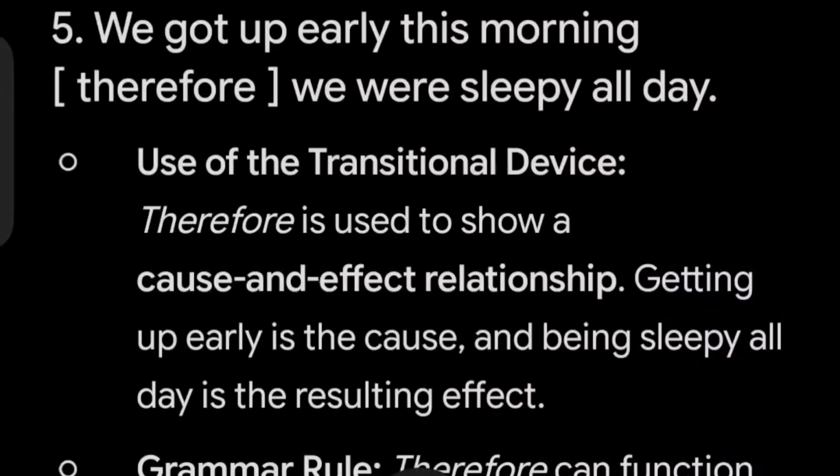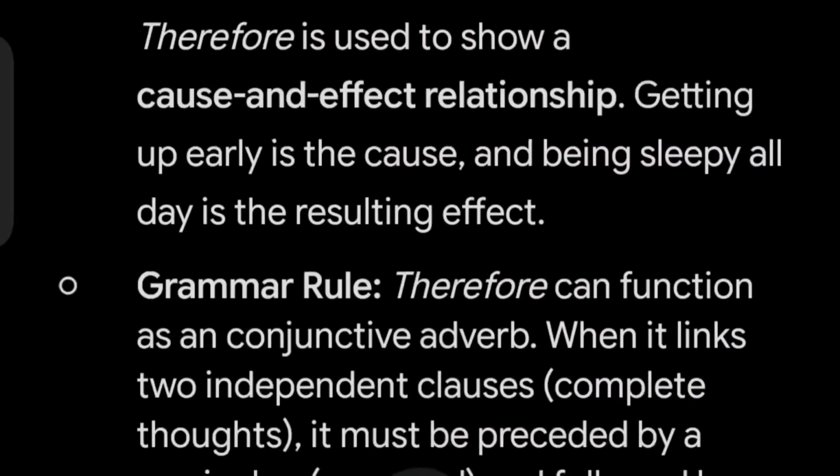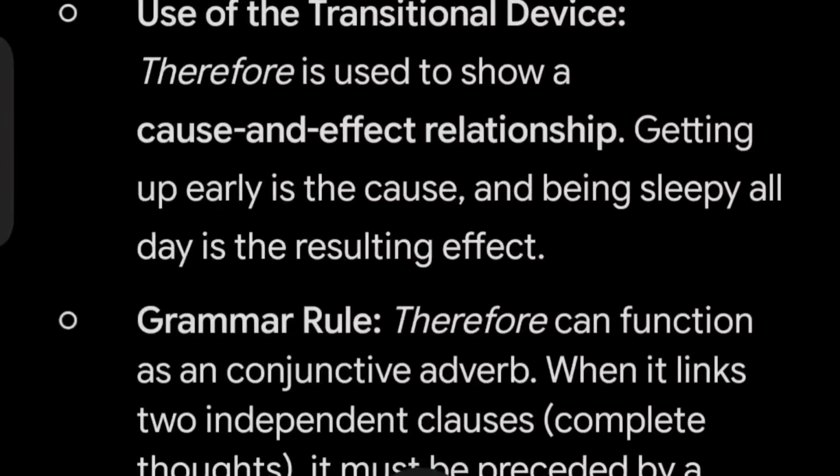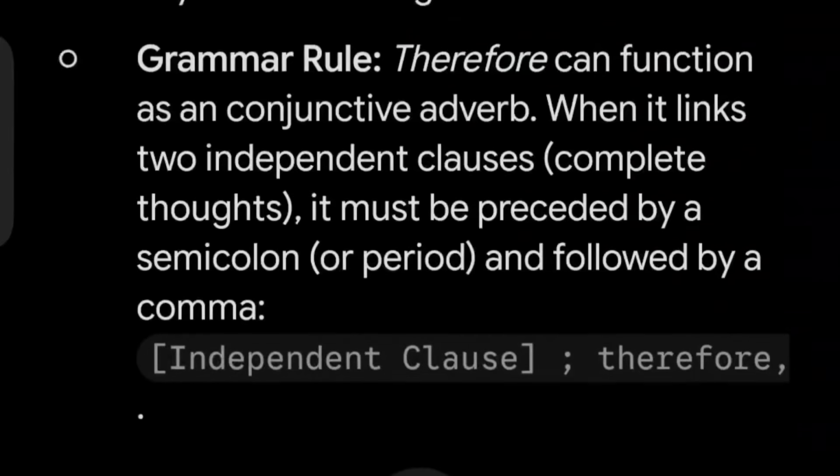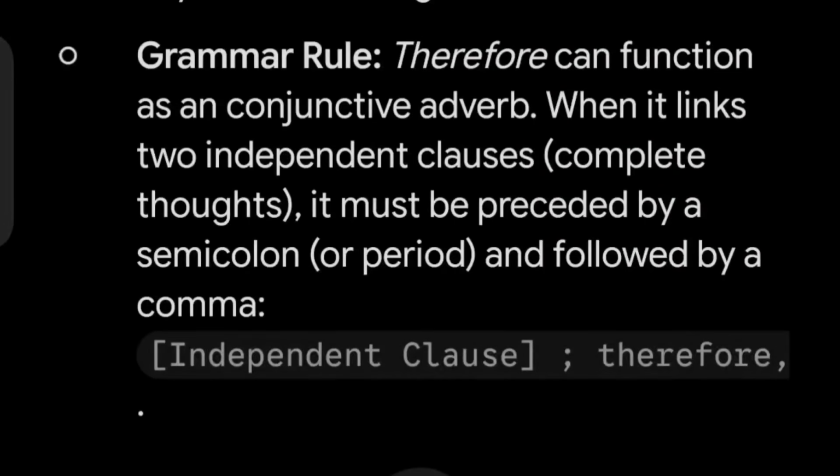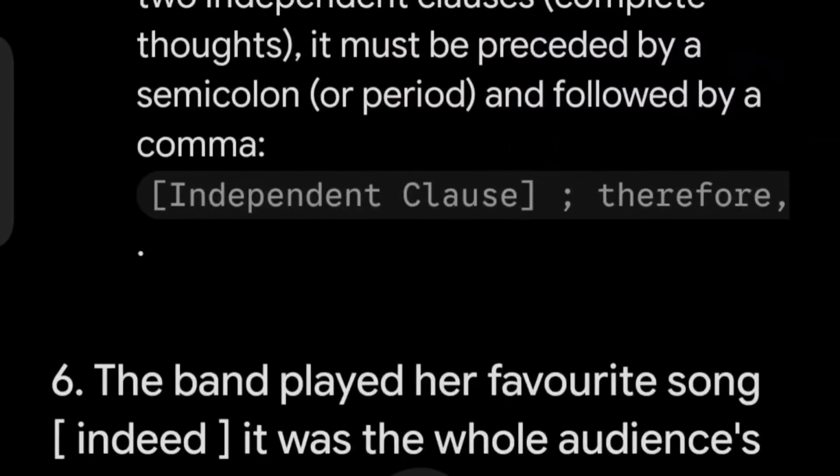5. We got up early this morning, therefore we were sleepy all day. The transitional device therefore is used to show a cause and effect relationship. Getting up early is the cause, and being sleepy all day is the resulting effect. Grammar rule: therefore can function as a conjunctive adverb. When it links two independent clauses, complete thoughts, it must be preceded by a semicolon or period and followed by a comma: independent clause; therefore, independent clause.